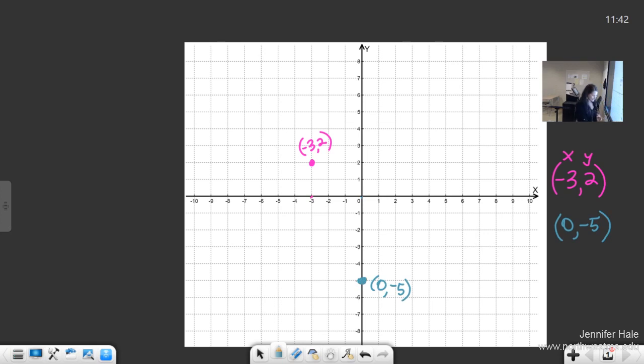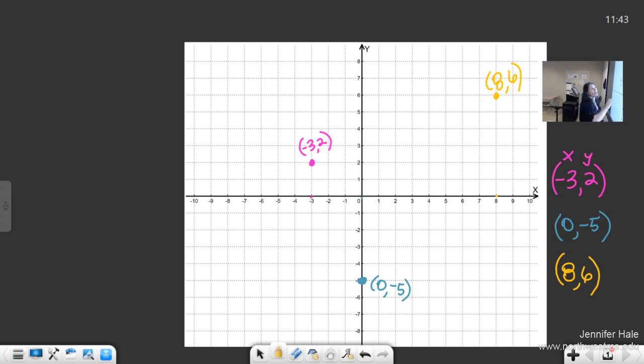Let's do one more. If I wanted to plot, let's say, 8, 6, again do the x-coordinate first. You go out to where x is 8 right there, and then you move up to where the y is 6, which is right here. So there's the location, 8, 6. Make sure you know how to plot an ordered pair, because we'll be doing that today, and then we'll be talking about intercepts.